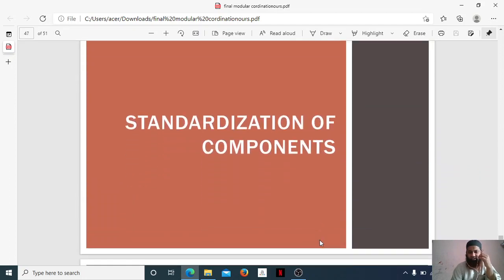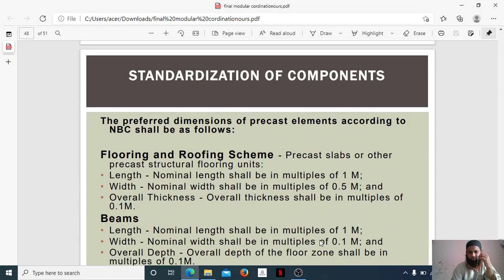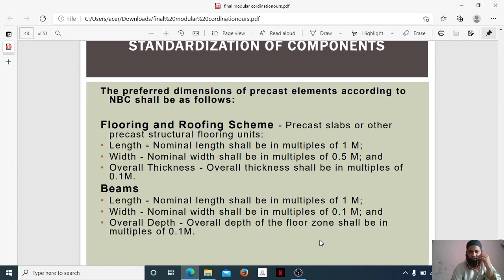Now let us see standardization of components. This is also a topic. Let us see it in brief. The preferred dimensions of precast elements according to NBC shall be as follows.